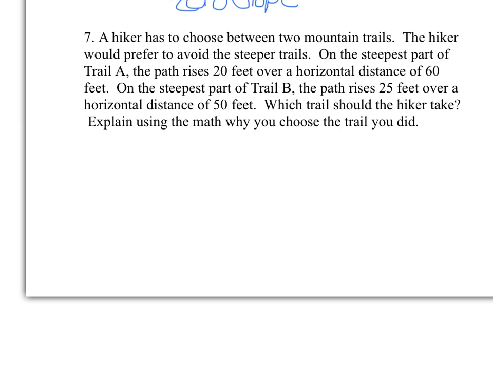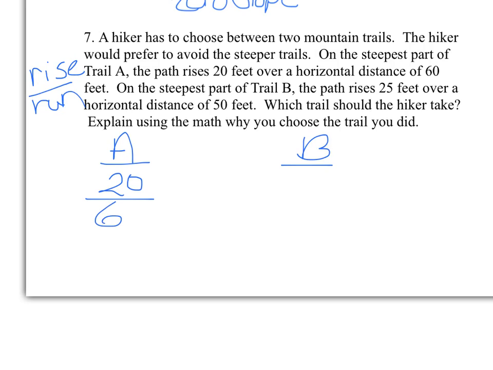So now we have two word problems. A hiker has to choose between two mountain trails. We have Trail A and Trail B. Remember that slope is also rise over run. So path A rises 20 feet and has a horizontal distance of 60 feet. So it's 20 over 60. That will reduce down to 1/3.